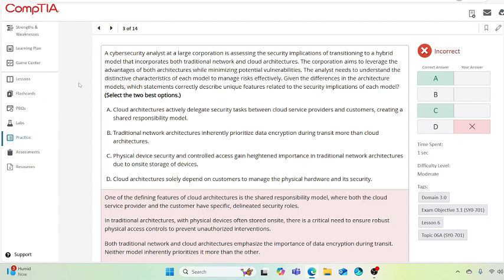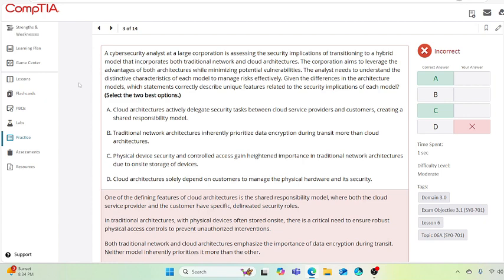A cybersecurity analyst at a large corporation is assessing the security implications of transitioning to a hybrid model that incorporates both traditional network and cloud architectures. The corporation aims to leverage the advantages of both architectures while minimizing potential vulnerabilities. The analyst needs to understand the distinctive characteristics of each model to manage risk effectively. Given the differences in the architectural models, which statements correctly describe unique features related to the security implications of each model?